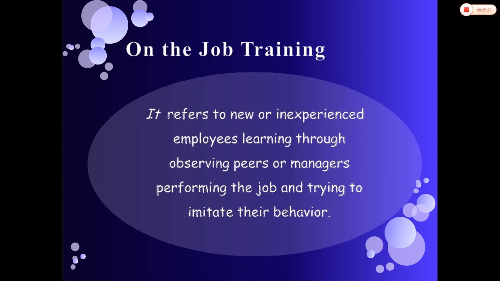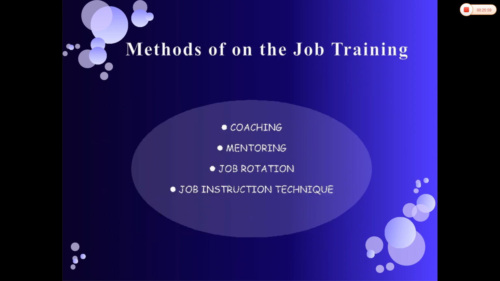Now, the first one is on the job training. As the name itself suggests, whatever training or knowledge is acquired while performing a job is called on the job training. It refers to new or inexperienced employees learning by observing peers or managers performing the job and trying to imitate their behavior. So, you will be asked to stand before a supervisor and observe him continuously, what he is doing, how he is performing. It is just by observing that you are learning something. That is the reason it is called on the job training.